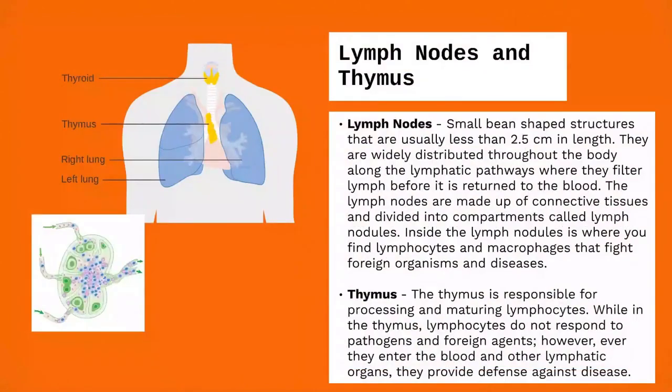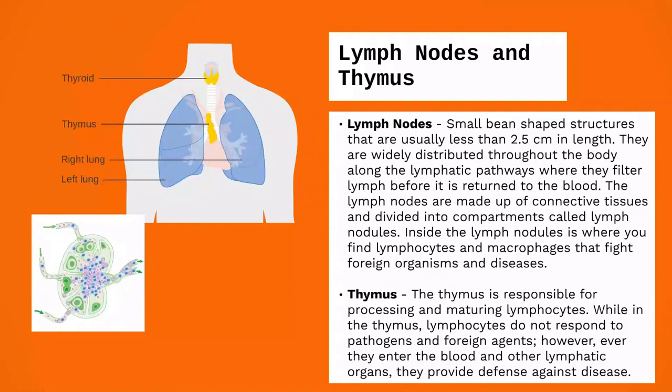Our lymph nodes are small bean-shaped structures that are usually less than 2.5 centimeters in length. They are widely distributed throughout the body along the lymphatic pathways where they filter lymph before it is returned to the blood. The lymph nodes are made up of connective tissues and divided into compartments called lymph nodules. Inside the lymph nodules is where you find lymphocytes and macrophages that also fight foreign organisms and diseases.